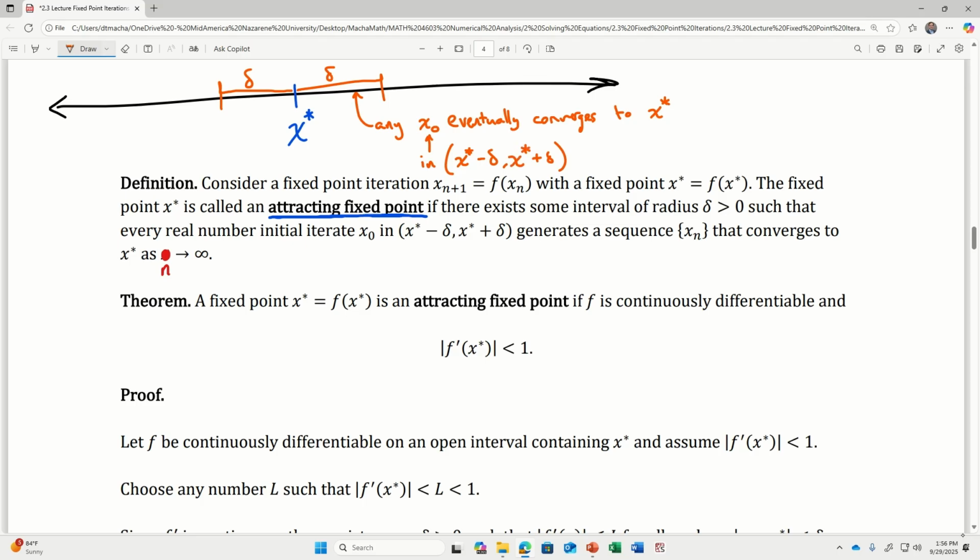Okay, so next is an important theorem. This theorem says a fixed point is an attracting fixed point if your function is well behaved. So in this case, your function is continuously differentiable. We can just assume that almost all the time, right? But your fixed point is an attracting fixed point if the derivative of your function at the fixed point has an absolute value less than 1. Then that means it's attracting.